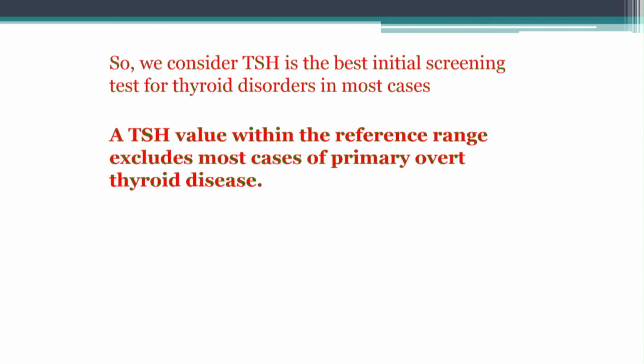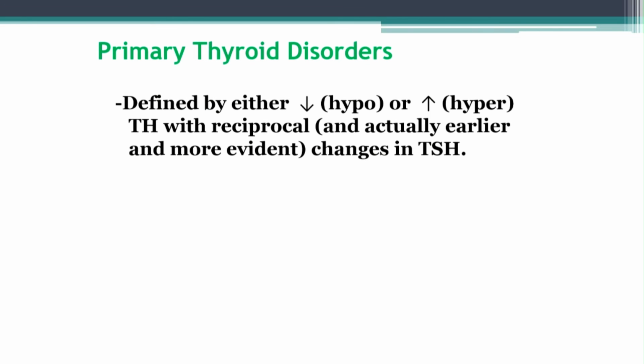We consider thyroid-stimulating hormone the best initial screening test for thyroid disorder in most cases. A thyroid-stimulating hormone value within the reference range excludes most cases of primary overt thyroid disease. The first disorder is primary thyroid disorder, defined by either decreased (hypo) or increased (hyper) thyroid hormone, with a reciprocal and actually earlier and more evident change in thyroid-stimulating hormone.